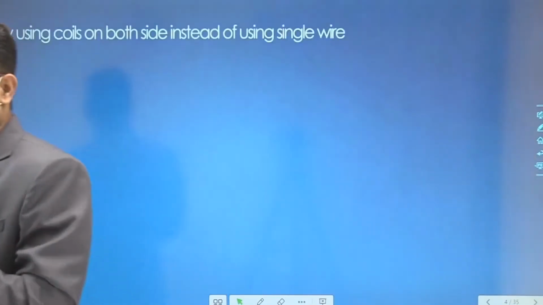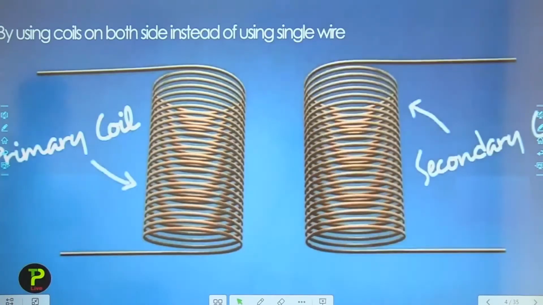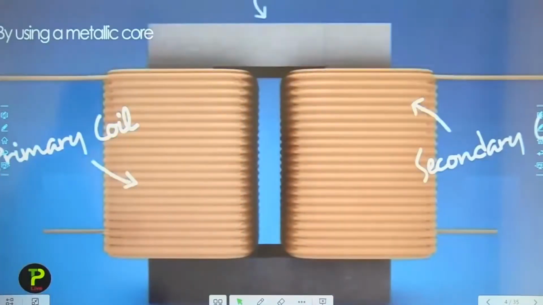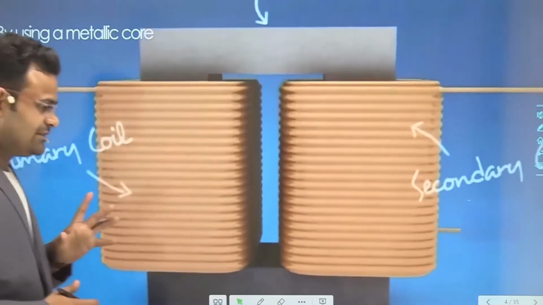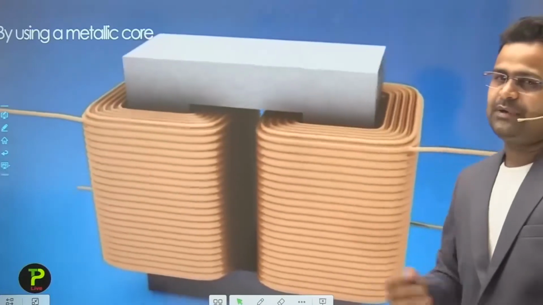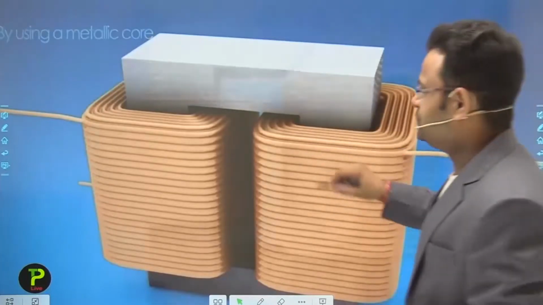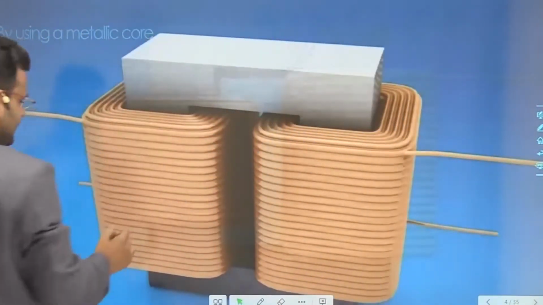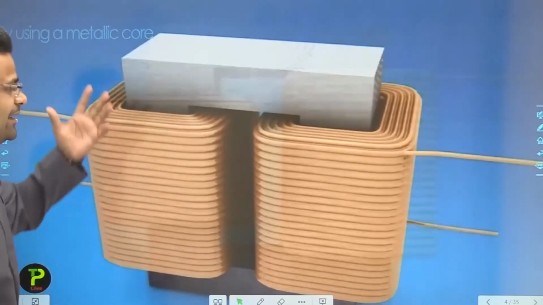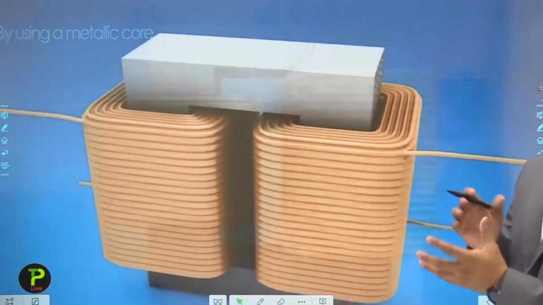Let's see the practical diagram of a transformer. That is the first coil, the primary coil, and this is the secondary coil. The first is the primary, the second one is the secondary, and that is the core, on which we wind the complete winding of secondary and primary. We use a metallic core, and practically we use L-shaped strips to make that metallic core. Okay guys, now you understand what a transformer is.